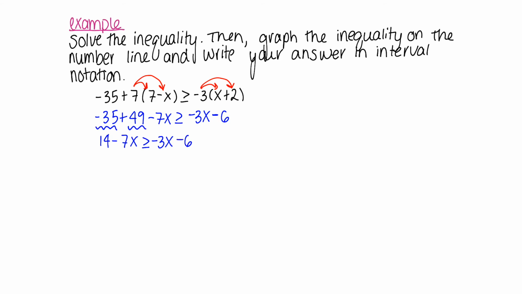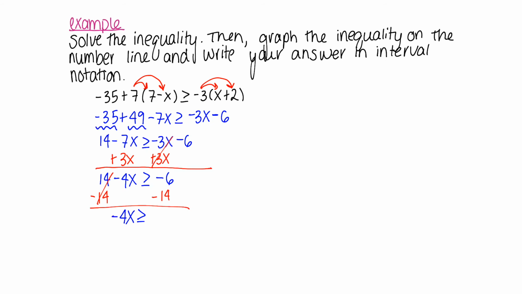I want to put my variables on the left-hand side, so I'm going to add this 3x to both sides. The 14 comes down. Negative 7x plus 3x is negative 4x. Greater than or equal to negative 6. Now I'm going to be moving this 14 over so that these 14s can cancel. We now have negative 4x greater than or equal to negative 6 minus 14 will give me negative 20.